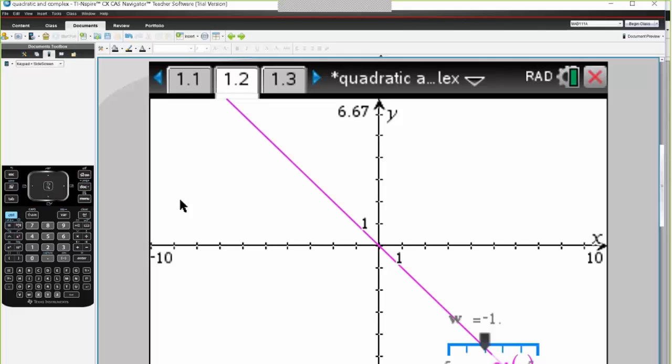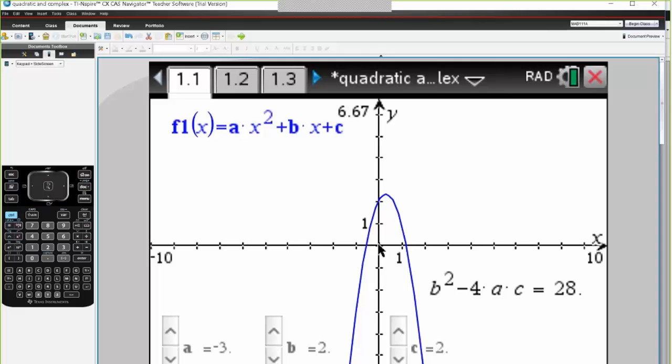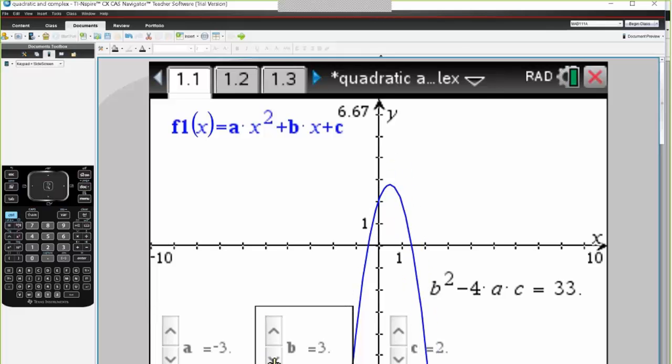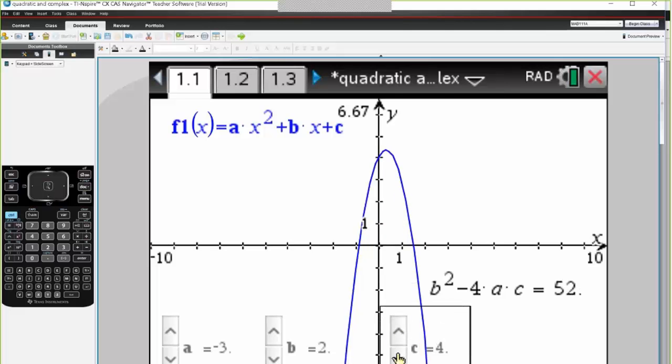I think the automatic sliders came in from about 4.2, 4.3, and we are currently running at 4.4. So they can investigate back here with our quadratics, increasing the B value, seeing what that does, and so on with the C.